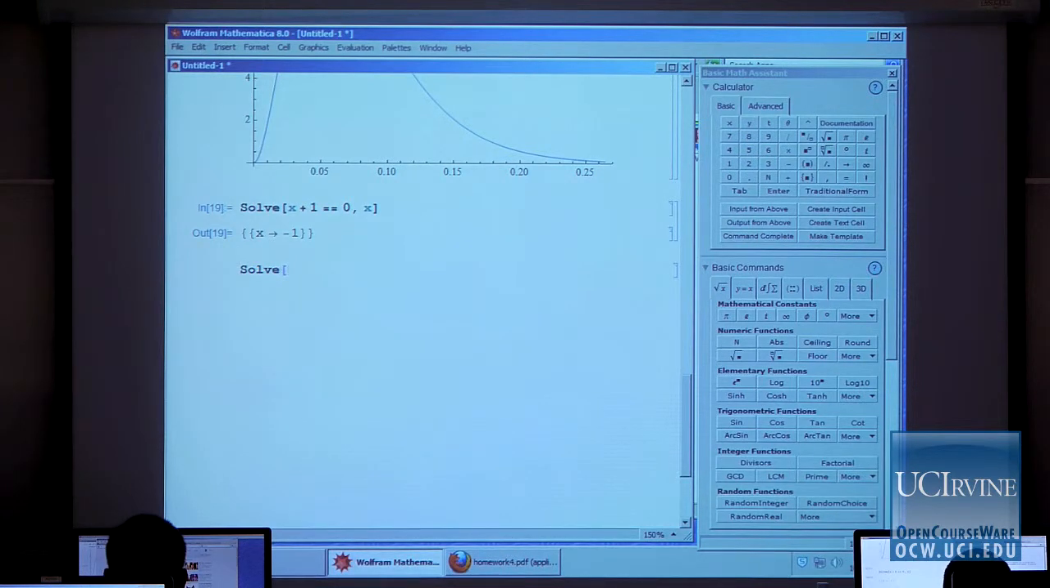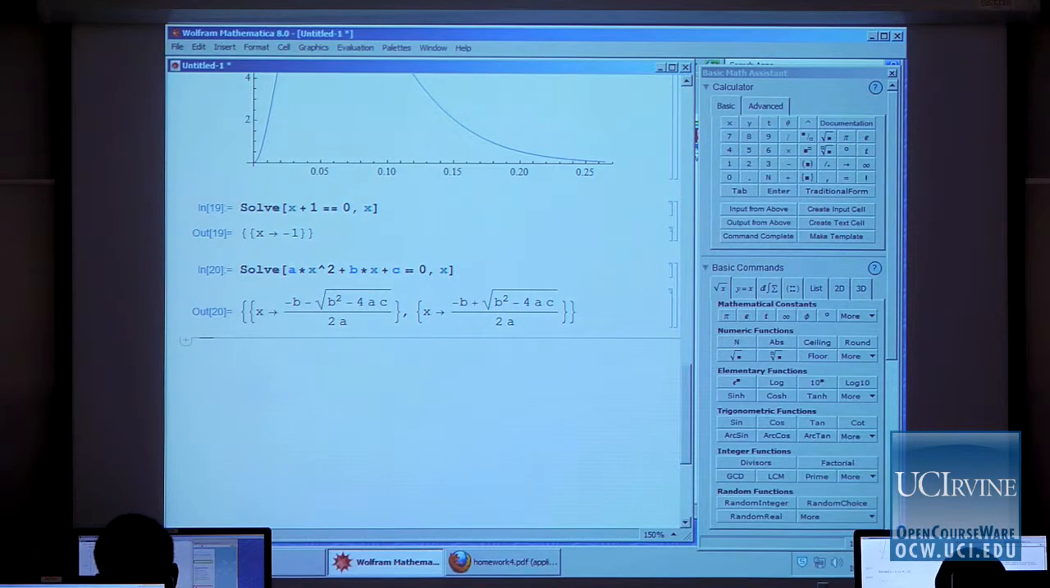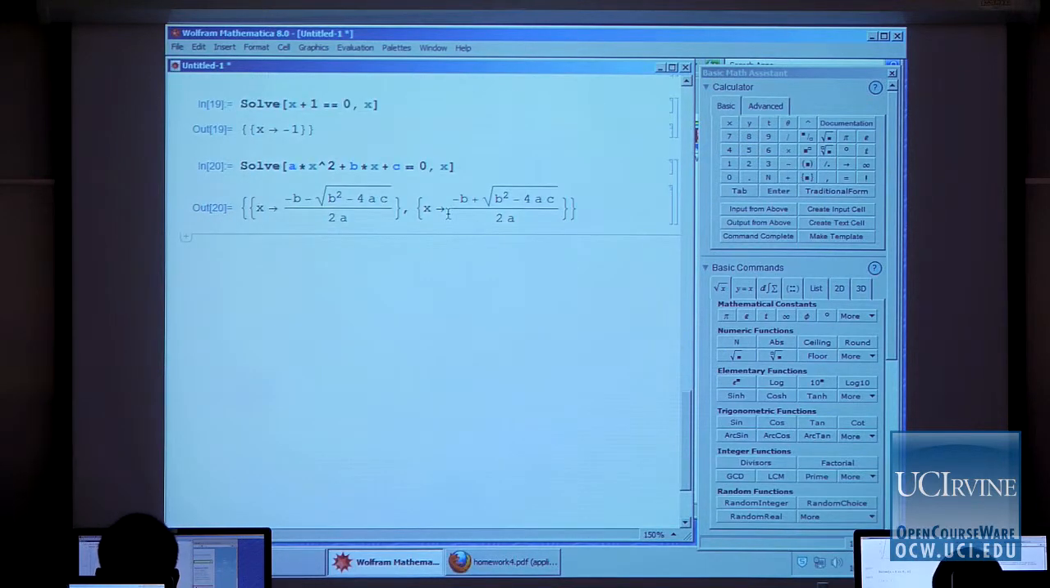And I'm going to say I have an expression a times x squared plus b times x plus c, right? So that's a general quadratic equation, and solve that, or set that equal to 0, and then solve for x. Now, what should I get out? I should get out negative b plus or minus the square root of b squared minus 4ac over 2a, the thing that you've probably memorized a million times in your life already by now.